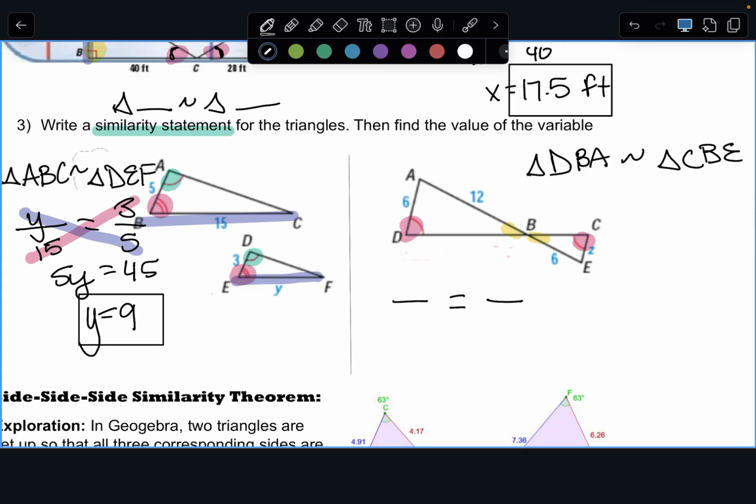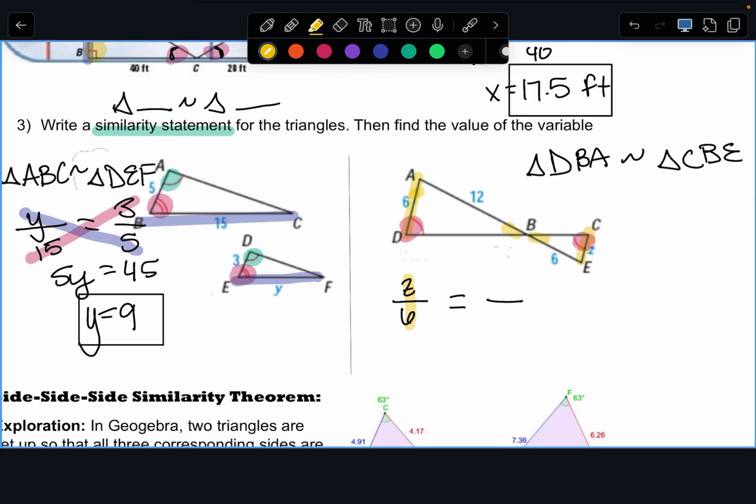Find out where your variable is first. My variable's right here on CE. CE is in my first and last spot. What segment over here goes with CE? In my first and last? Yeah, DA. So this Z is going to go with 6. So these 2 pieces correspond.